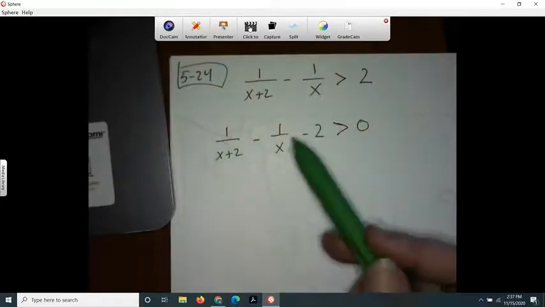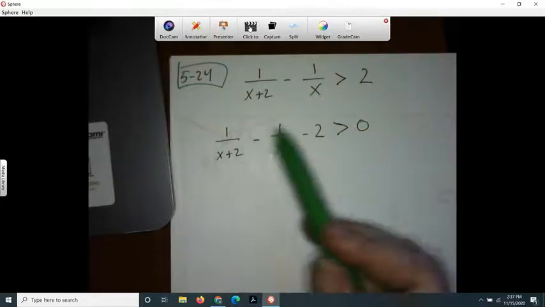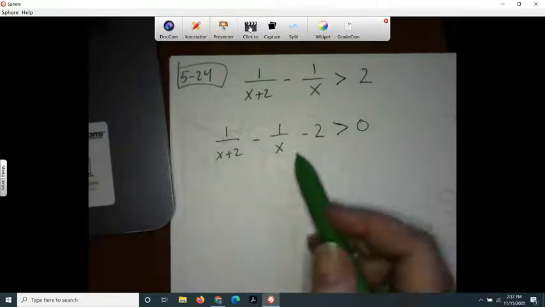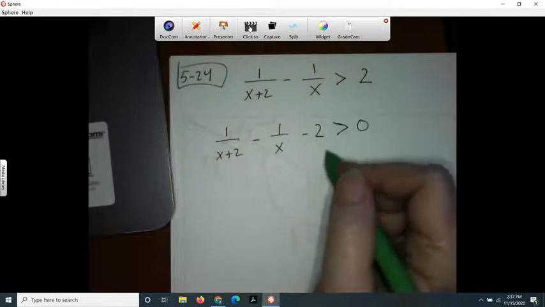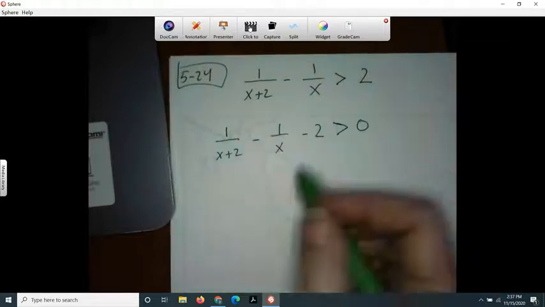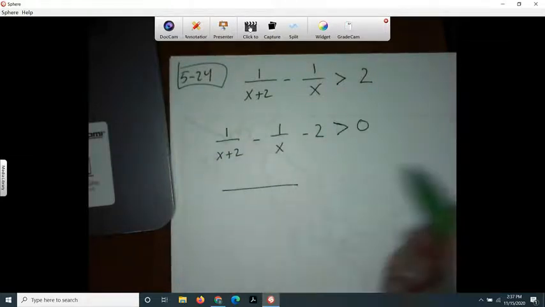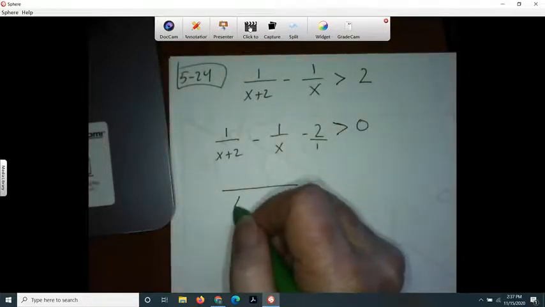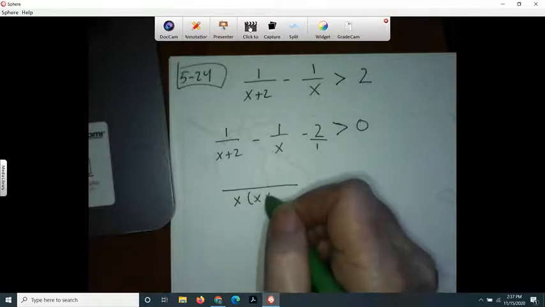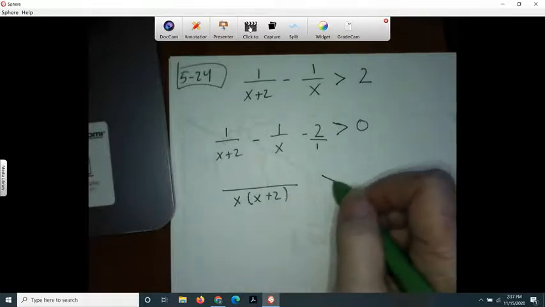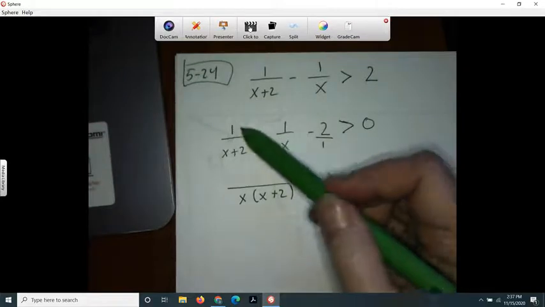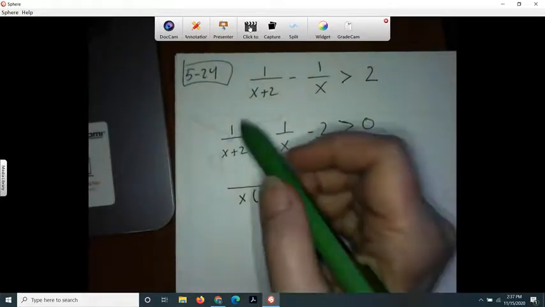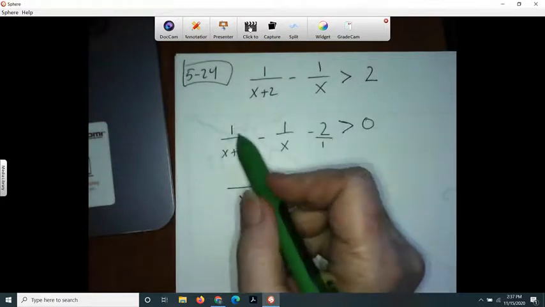So the easiest way to do that is to get this all nice and factored so that we can start finding our split points. So let's get a common denominator. That would be the first thing to do. So a common denominator, this is over 1, would be x times x plus 2. Okay, so for this to have an x times x plus 2, I need to multiply the top and bottom by x. So 1 times x is x.